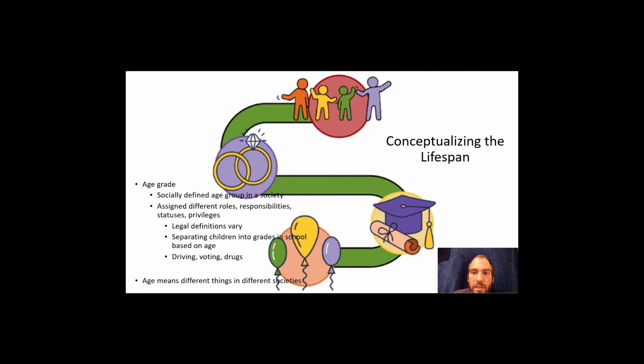So, conceptualizing the lifespan, we have age grade. An age grade refers to a socially defined age group in a society, assigned different roles, responsibilities, statuses, and privileges. The legal definitions vary in separating children into grades in schools based on age, driving, voting, drugs. Basically, the idea here is that societies grant certain privileges and responsibilities based on age.